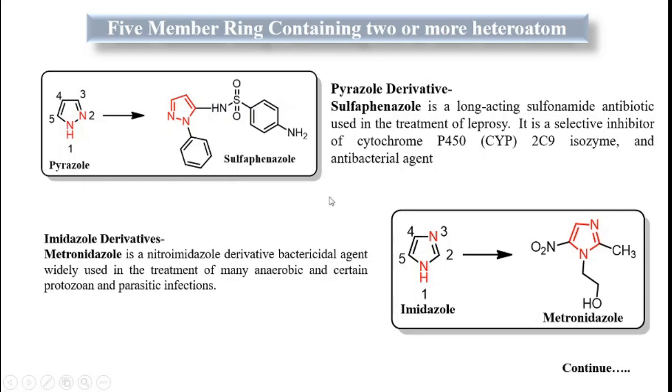Now, the next derivative is imidazole. Imidazole is one of the five-member ring containing derivatives with two nitrogens at position numbers 1 and 3.